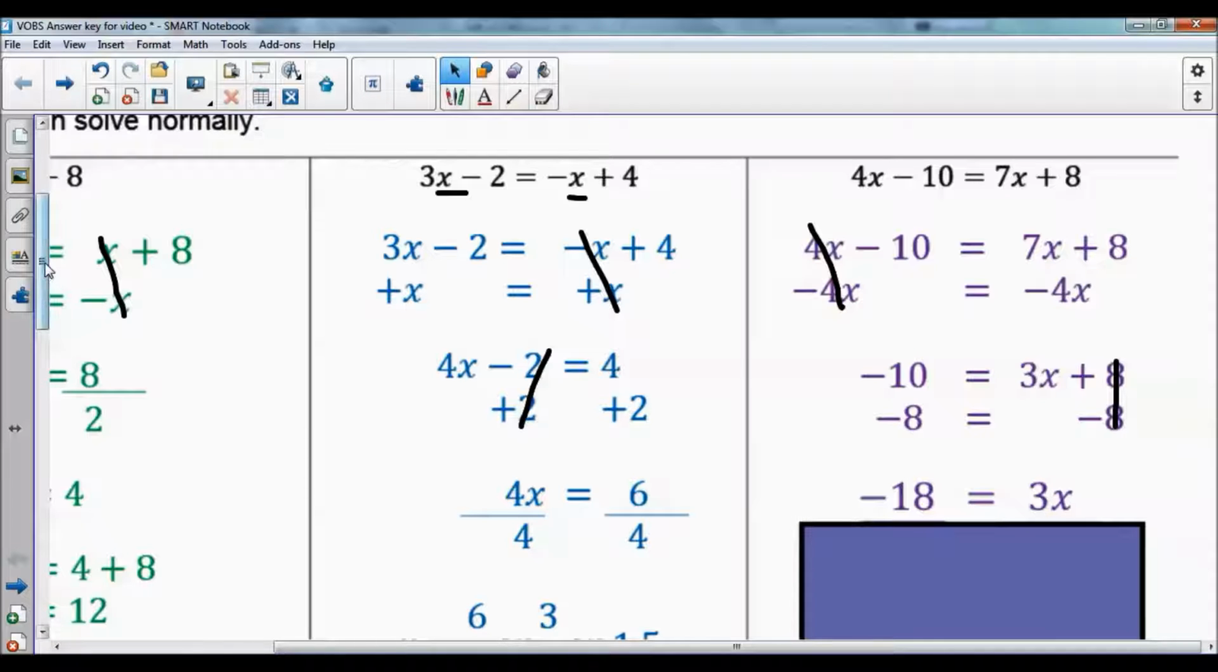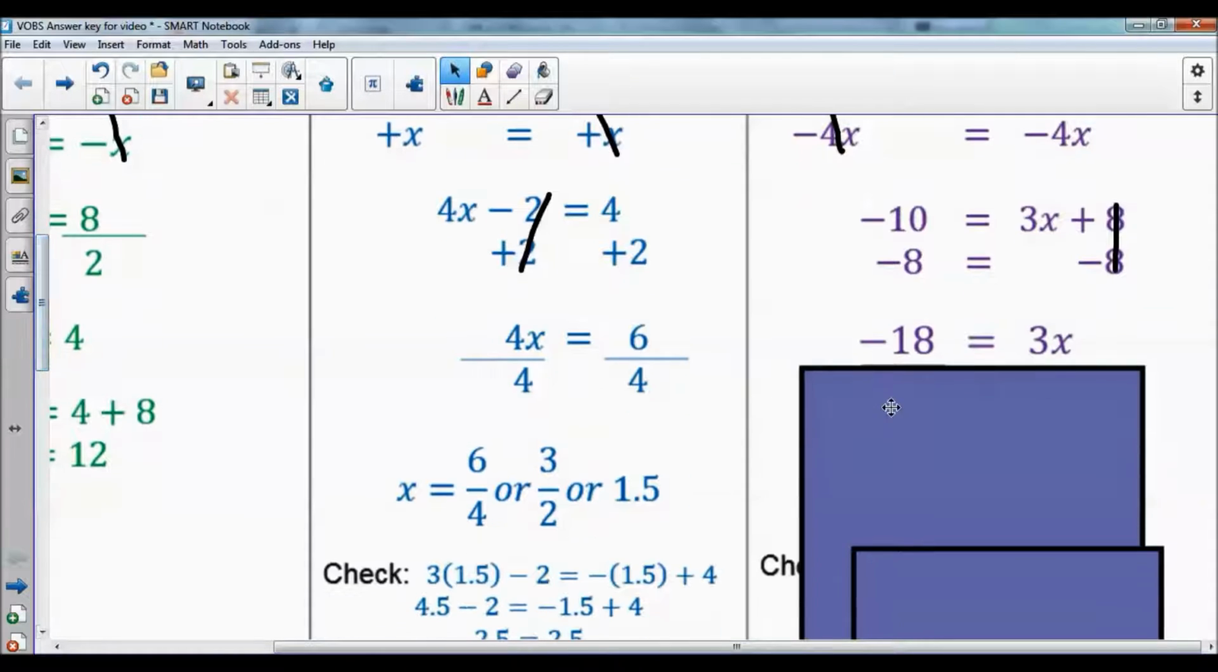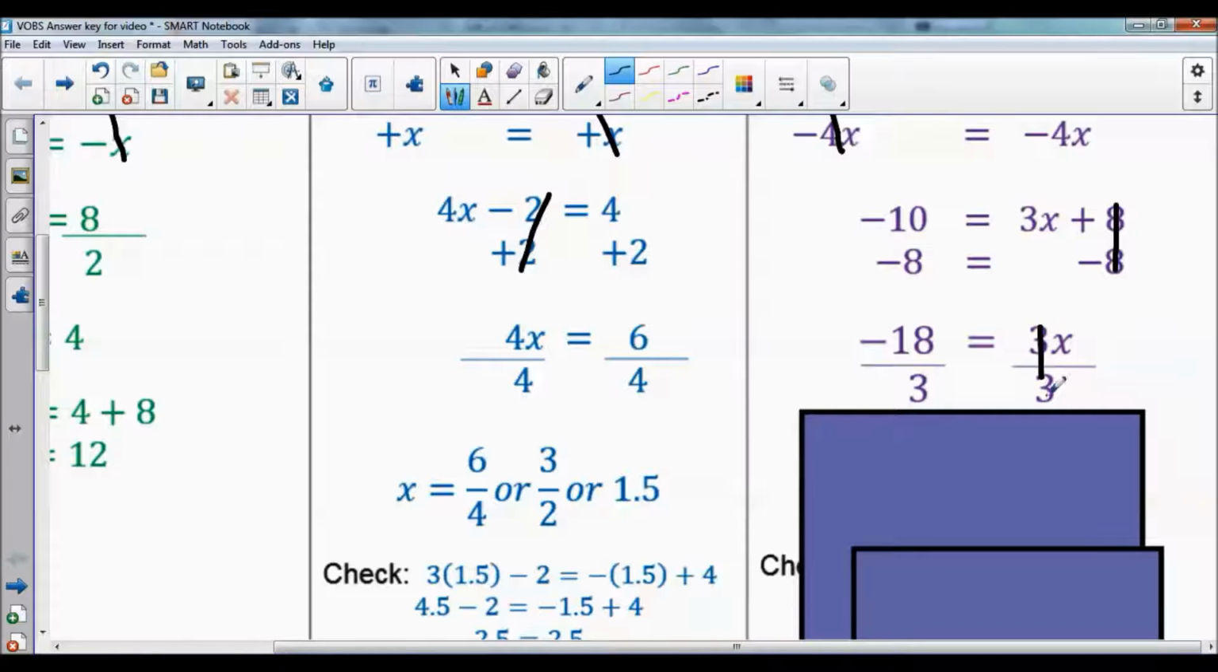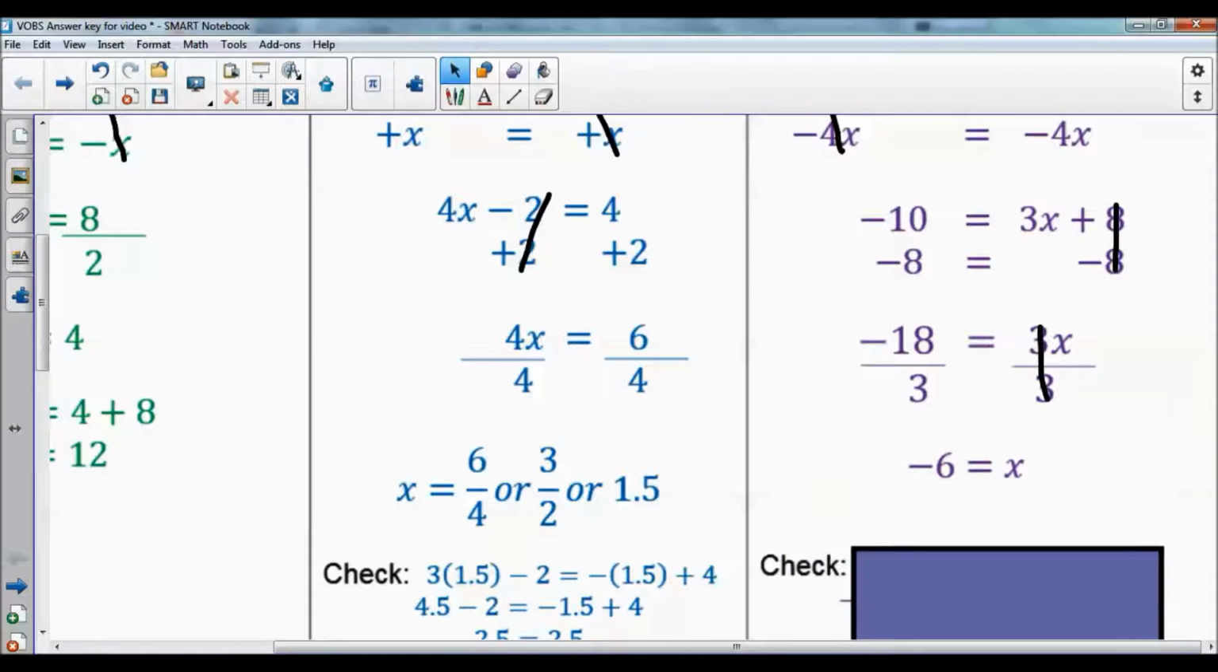And then from there, I have a one-step equation, right? We need to get rid of this multiplying by 3, so the opposite is dividing by 3. Again, these 3's are going to cancel out. Negative 18 divided by 3 is negative 6. So x would be equal to negative 6.